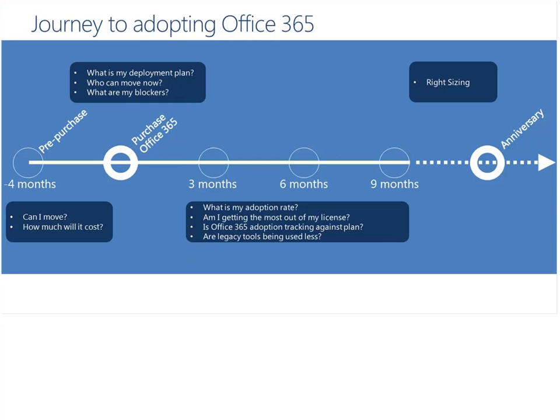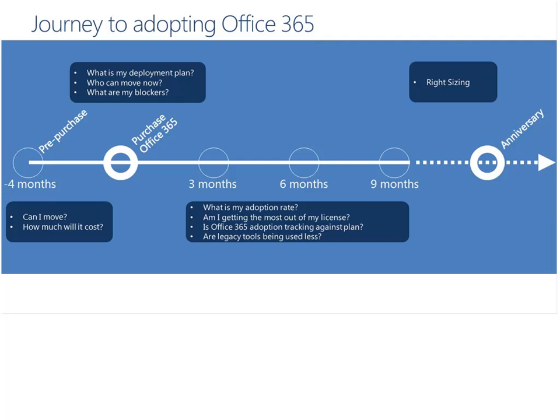So once you go through that particular process, you will then move on to the next step, which is purchasing Office 365, and then what your deployment plan might be. So think about who's able to move immediately, what blockers there might be, and how to make the most efficient step, how to plan it out using different technologies, anything like that. So all of those different steps that you might want to take.